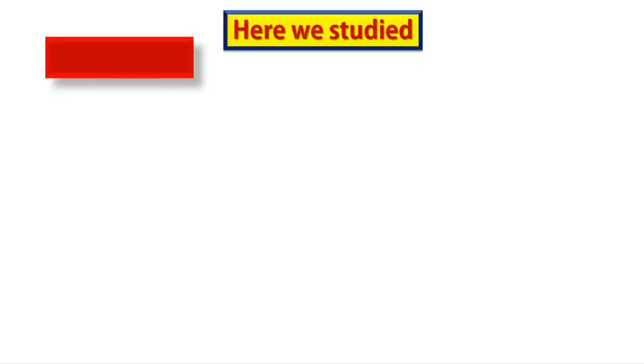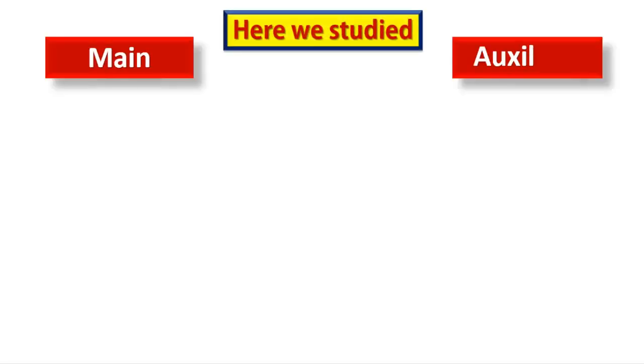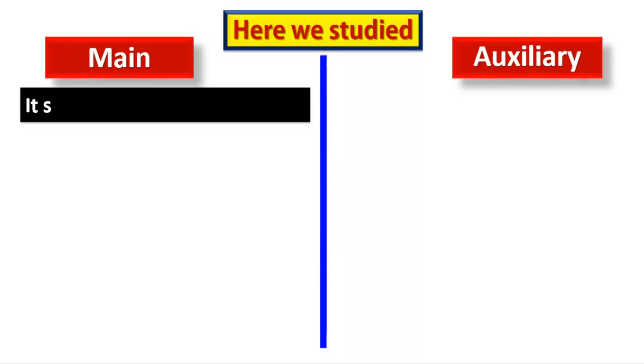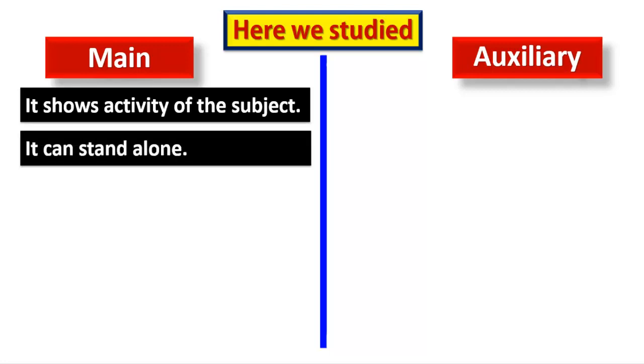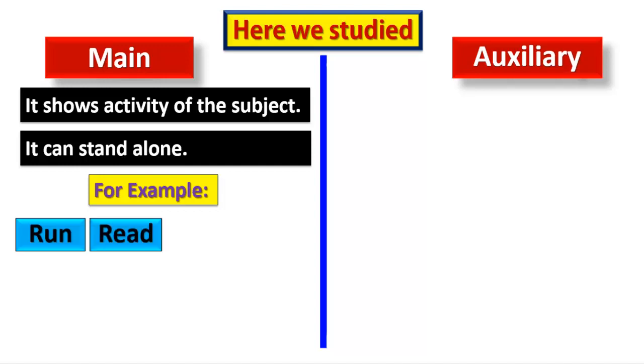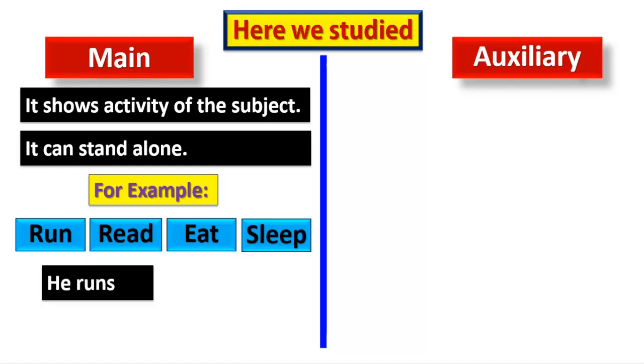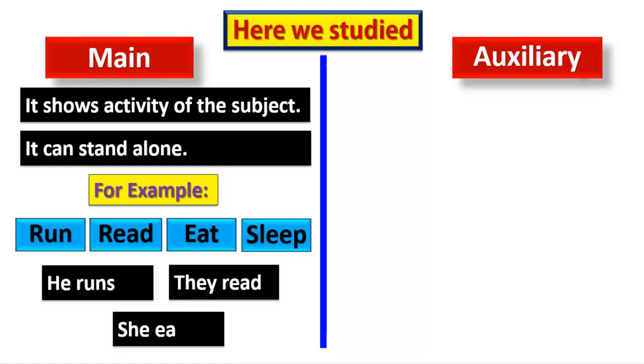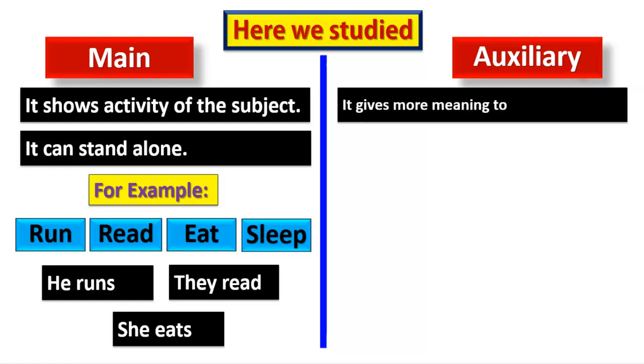Now let's put the main verb and auxiliary verbs in the same sheet. Main verb shows the activity of the subject. It can stand alone. Examples are run, read, eat, sleep. For example, he runs. They read. She eats.